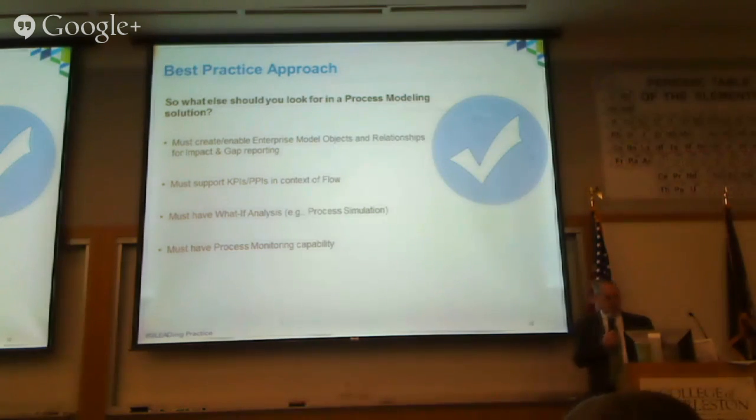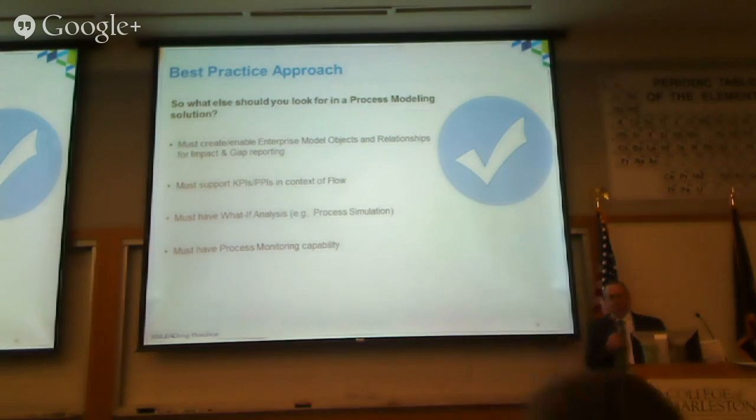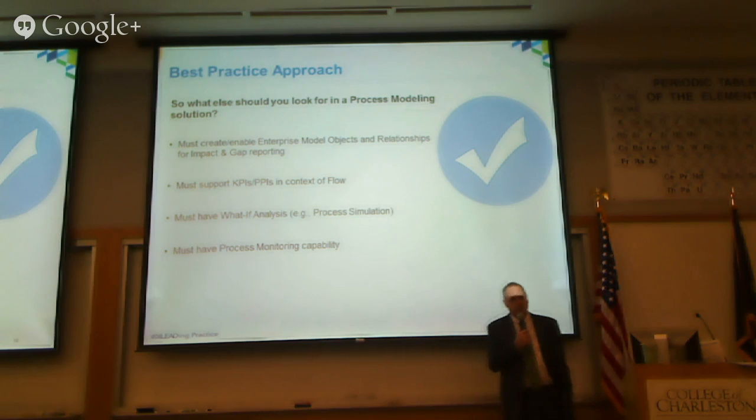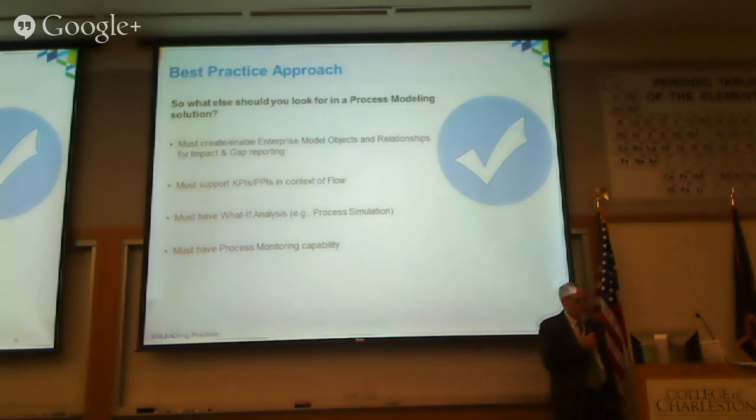What else? Obviously, we talked about the enterprise model objects and relationships. The purpose is to be able to manage and understand gaps and impacts within your organization through the model. We believe it must also support KPIs and PPIs, process performance indicators, in the context of the process models. That's where you want to visualize information and roll that information up.